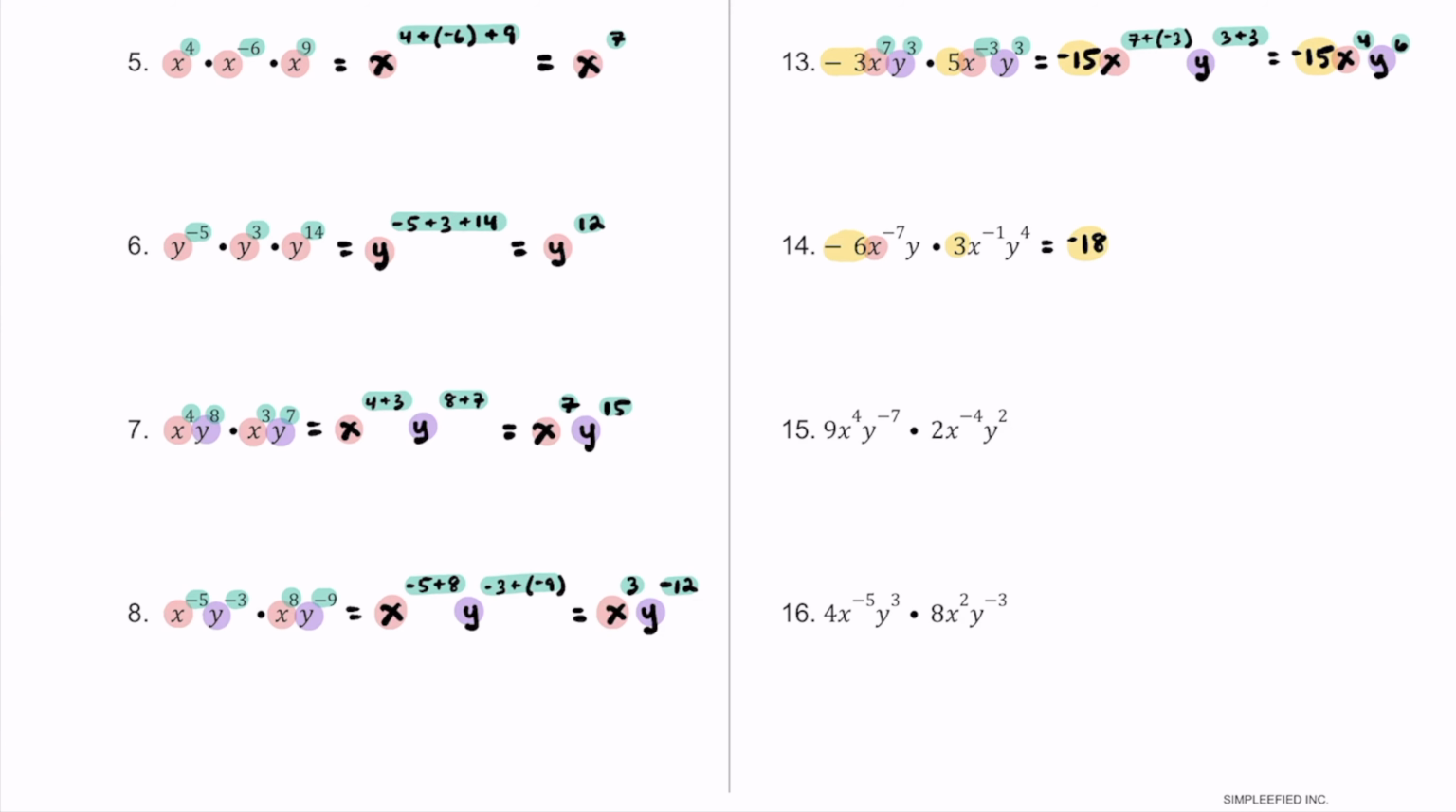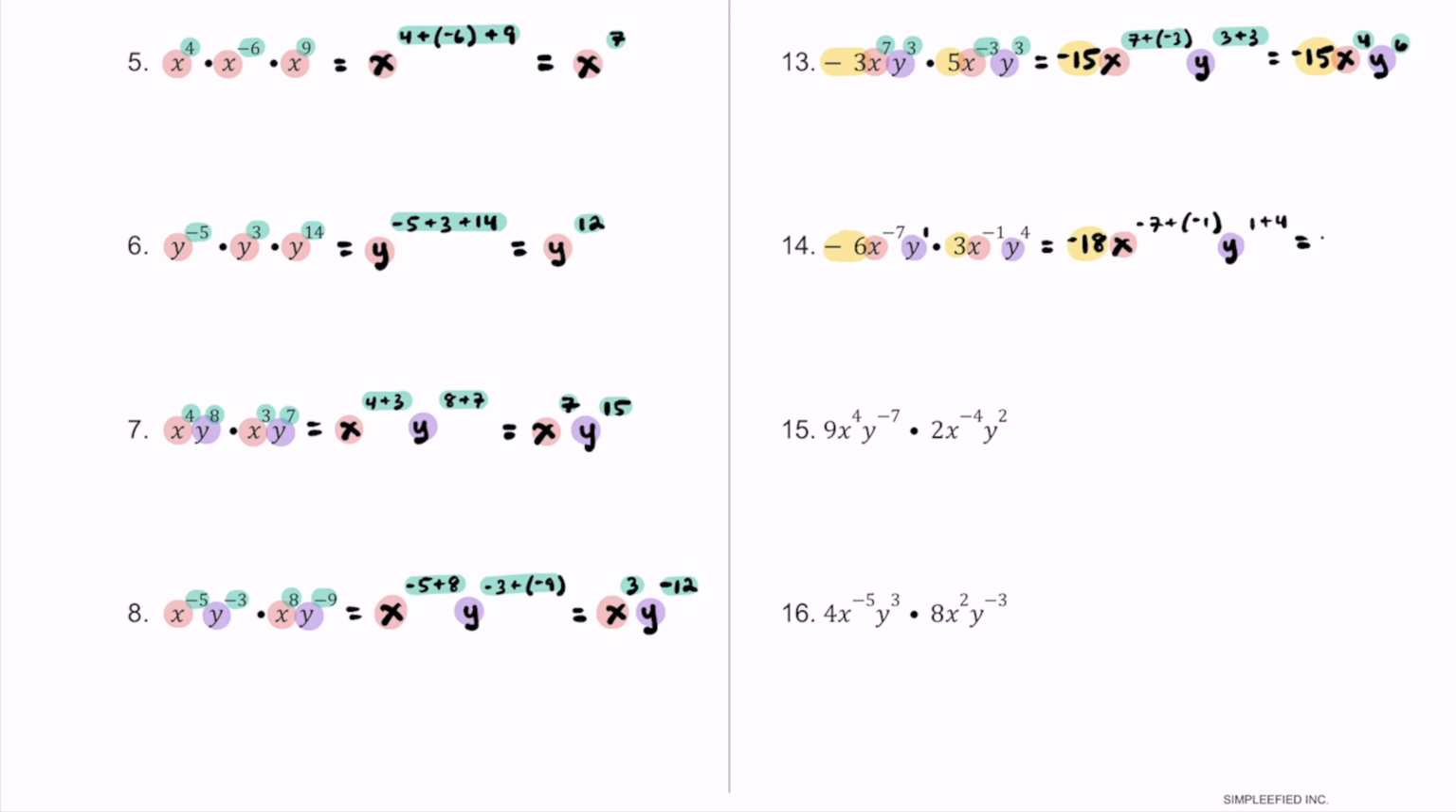Then multiplying this x to the negative seventh power times x to the negative first power, we're going to have this common base of x, of course, but then we're going to have this negative 7 plus negative 1. Moving on to the y's, we have a y over here, and that's actually raised to the first power, so we'll go ahead and write that 1 in if it helps. And then we have this y to the fourth power. So let's go ahead and combine this. We're going to have a base of y, and let's go ahead and add their exponents of 1 plus 4.